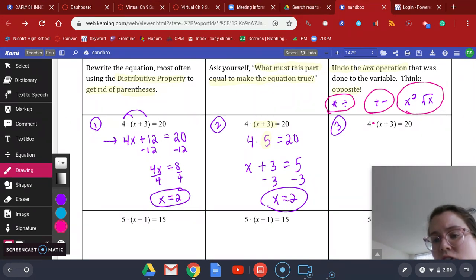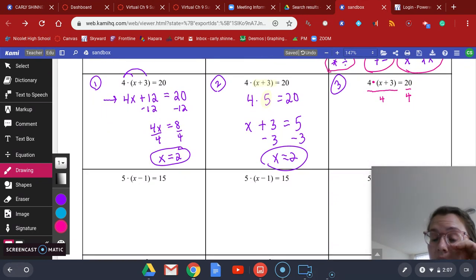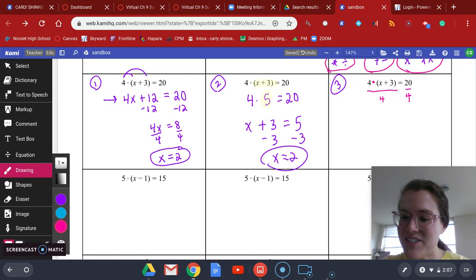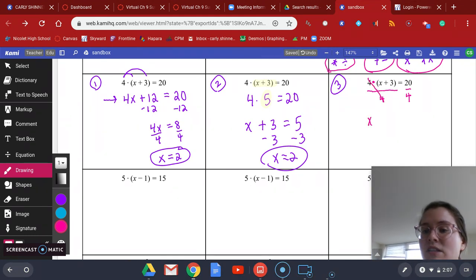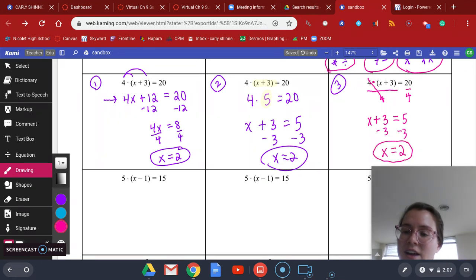We are going to undo what's on the outside, or the last operation. So to undo a multiplying by 4, I would divide both sides by 4, right? So I'm undoing that. This is something we did last week, right? With getting fraction busters to get rid of those denominators. So I'm undoing that multiplying by 4, so that cancels out. That's the purpose of an undo. 20 divided by 4 gives me 5, and I get x equals 2, right?